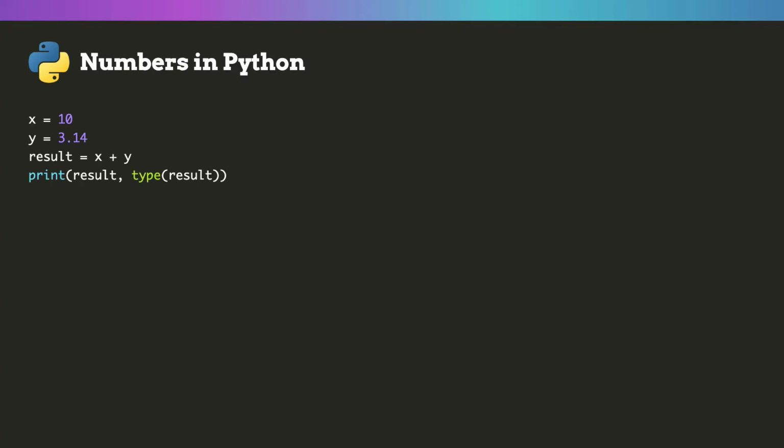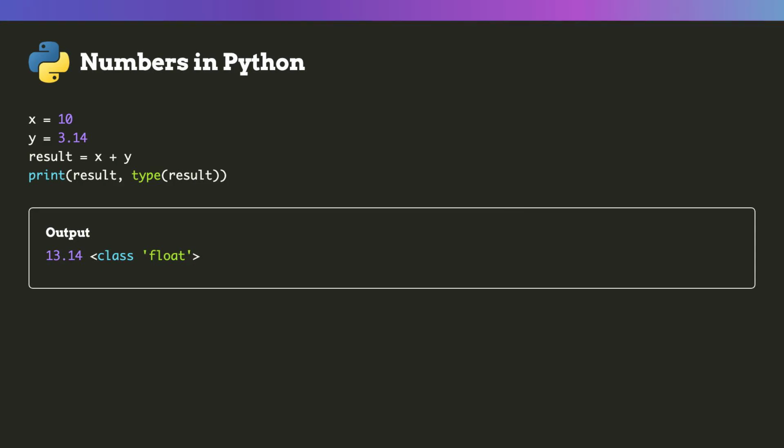When dealing with variables, Python performs automatic type conversion. Here we add x, an integer, and y, a float. Python converts the integer to a float during this operation, and the resulting variable is a float.